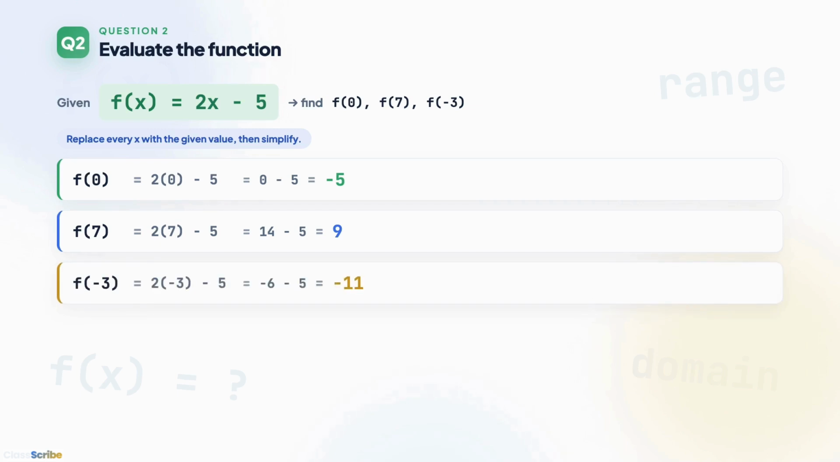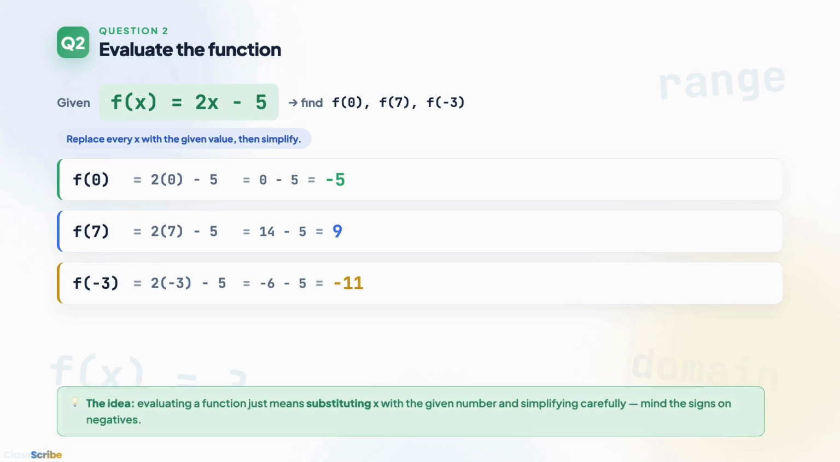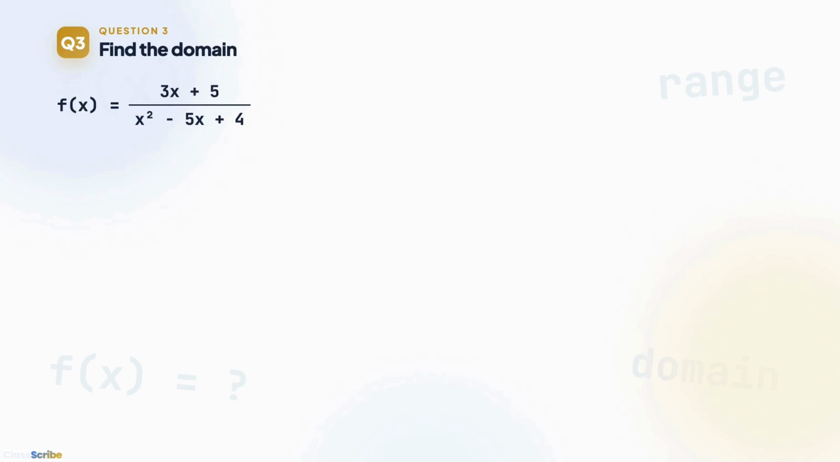Finally, f(-3) = 2 × (-3) - 5, which is -6 - 5, giving -11. The important idea here is that evaluating a function simply means replacing x with the given value and simplifying carefully. Now let's solve the third question.